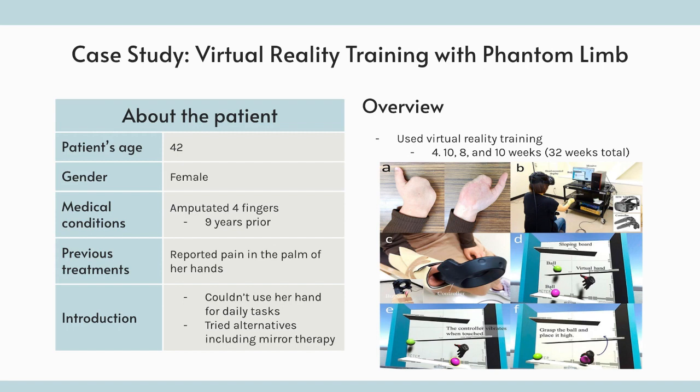In the study, she didn't use virtual reality training for 4 weeks, but then used it for 10 weeks, without for 8 weeks, and with it for another 10 weeks, making it a 32-week study. As you can see in this picture, she used the virtual reality training to use a virtual hand, with all of her fingers that were amputated, to conduct the simple task of picking up a ball.